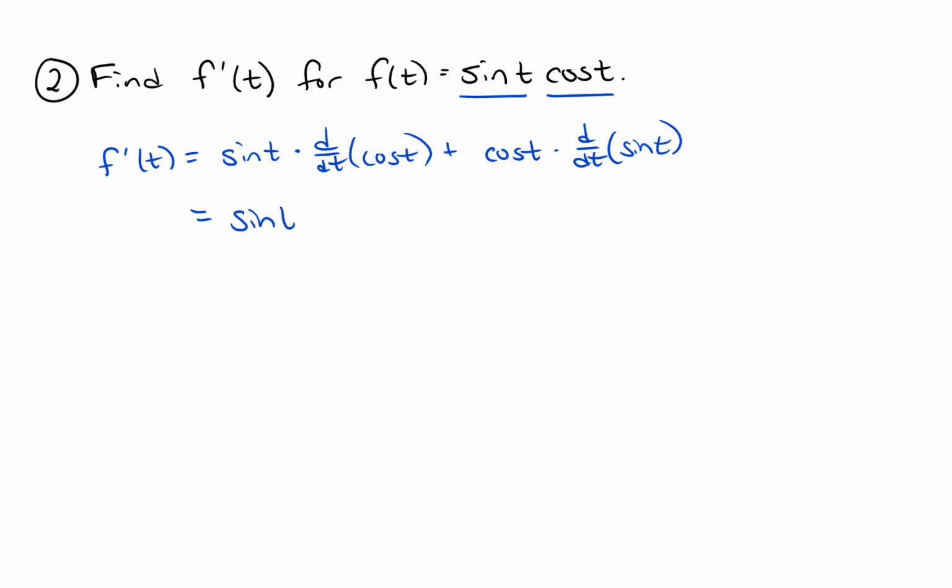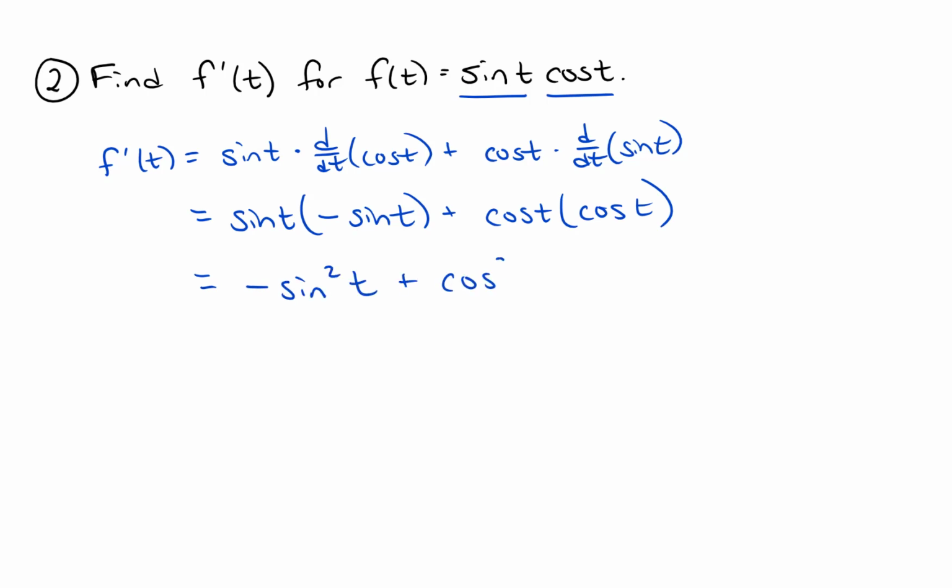Evaluating those derivatives. Derivative of cosine is negative sine. Derivative of sine is cosine. So I have negative sine squared of t plus cosine squared of t. And that looks like where we should stop.